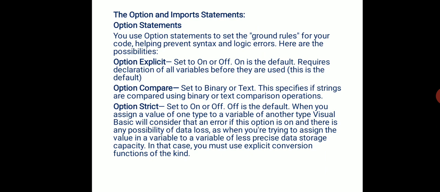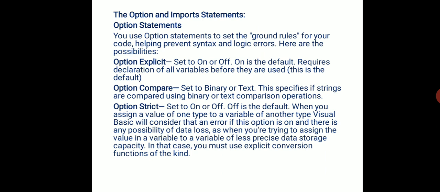Okay, so what is this option explicit? You can set it to on or off. On is default and it requires declaration of all variables before they are used. Okay, if you set this option explicit on, it requires declaration of all variables before they are used. Otherwise it will raise an error.